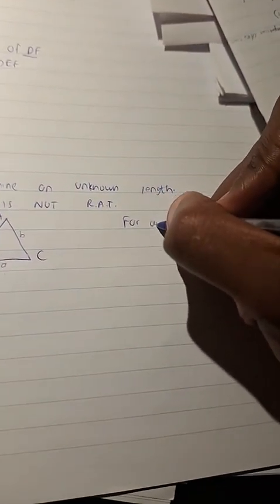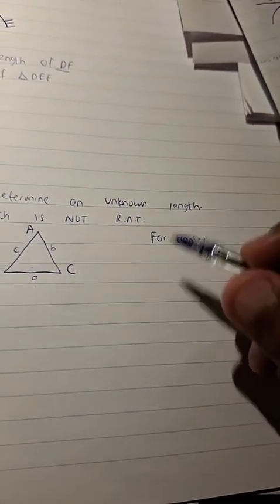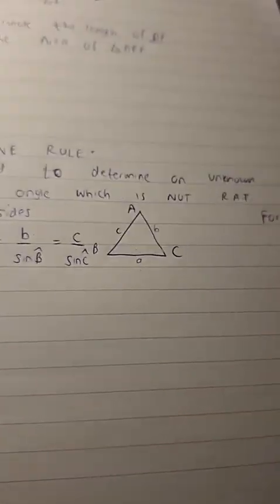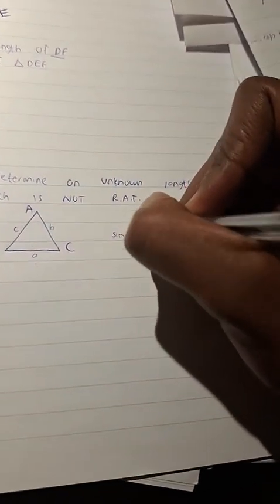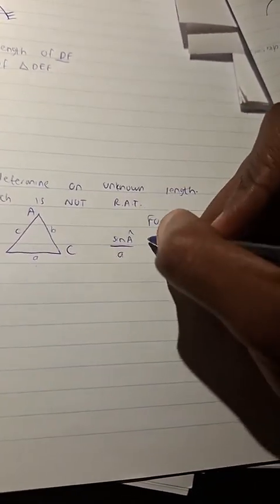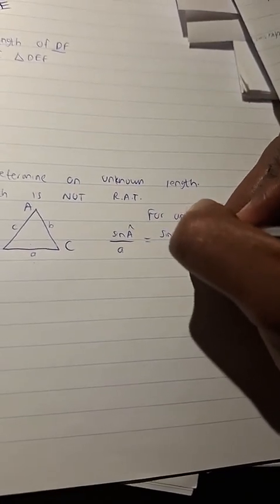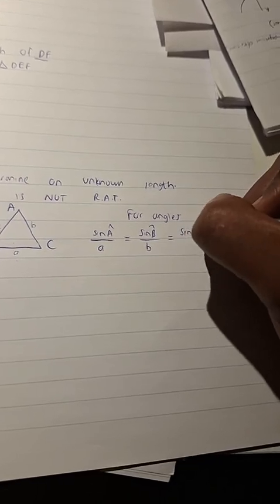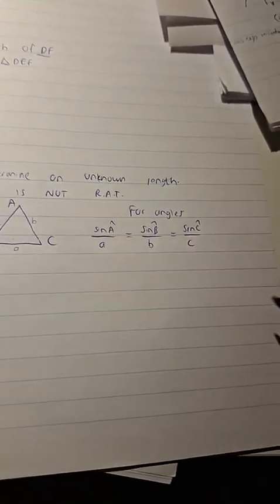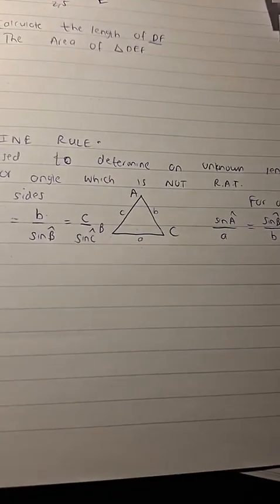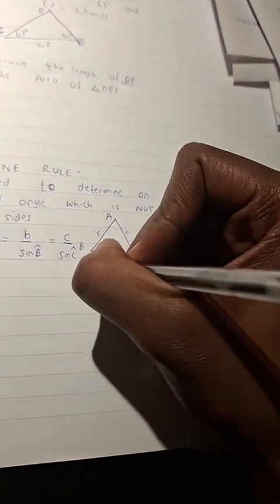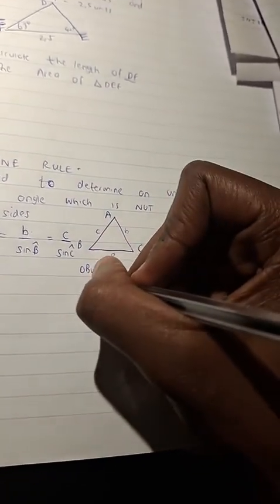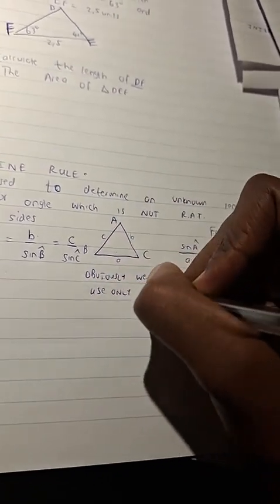For angles that I want to find, I can basically flip these fractions around and write the following. Sine of angle A over side a is equal to sine of angle B over side b is equal to sine of angle C over side c. Right? Obviously, we use only two fractions when solving.